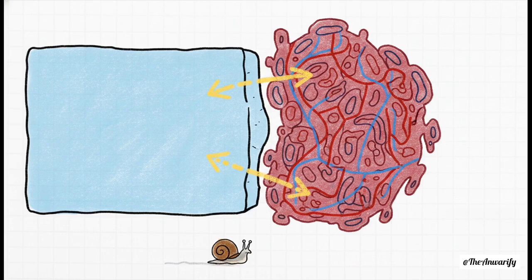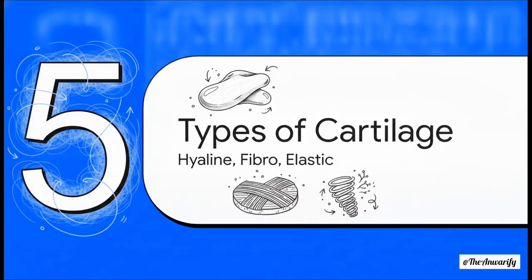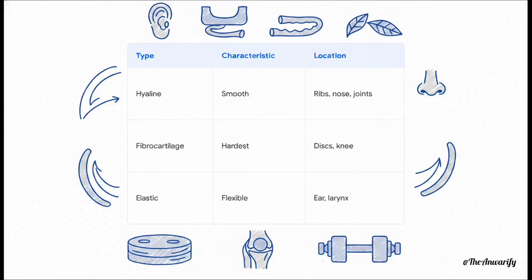Finally, Section 5, 3 types of cartilage. Your body is brilliant. It doesn't just use a one-size-fits-all approach. To meet all the diverse mechanical needs you have, this amazing avascular tissue specializes into 3 totally different forms. First, we have hyaline cartilage. This stuff is incredibly smooth, perfect for allowing tissues to slide easily against each other in your joints, and it also forms your nose and connects your ribs.